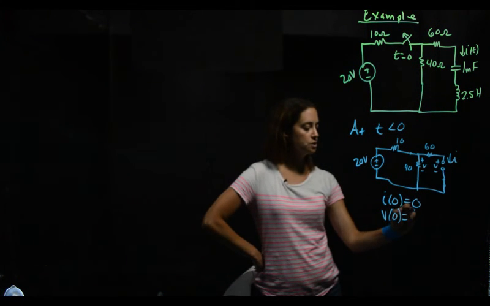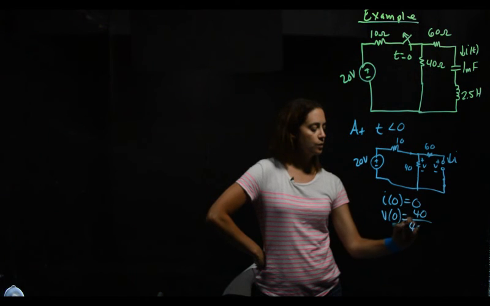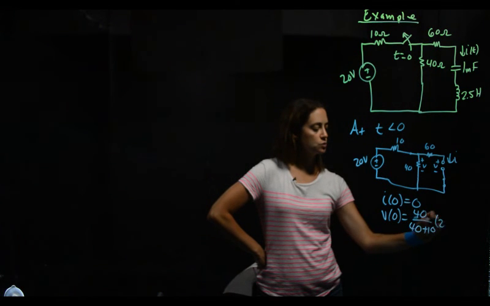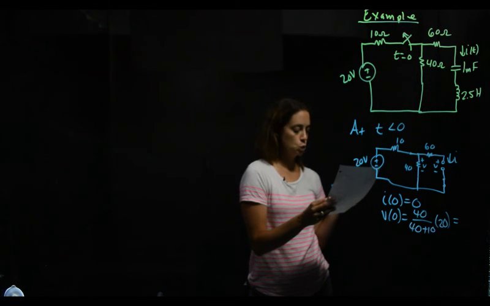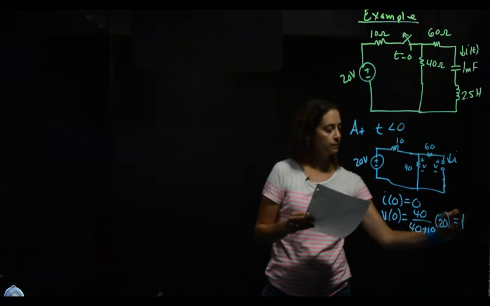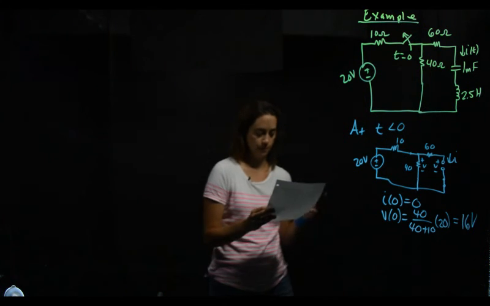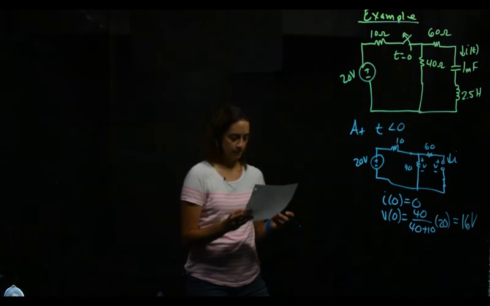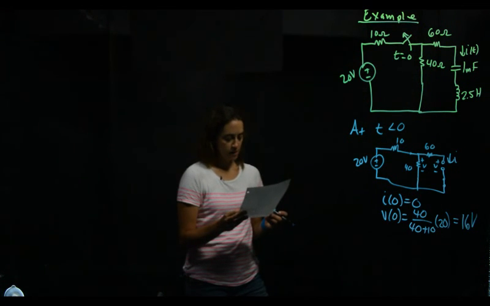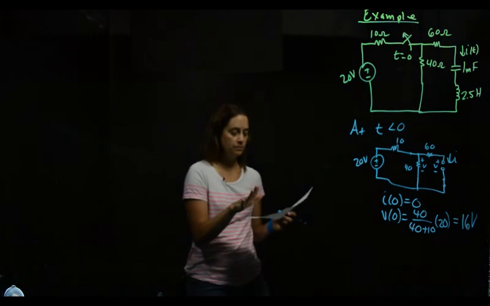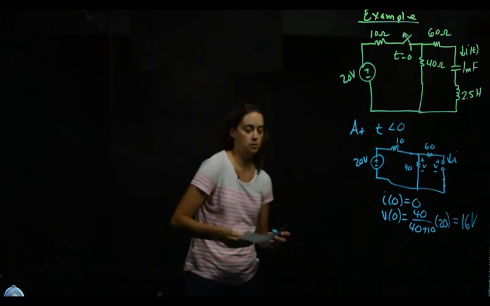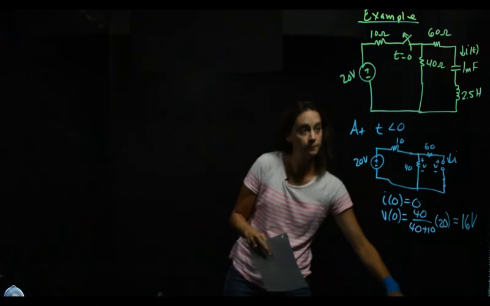We can use voltage division. 40 over 40 plus 10 times 20. That gives us 16 volts. Cool, okay. Do we need di/dt or dv/dt? We don't know just yet, so we're going to hold off on finding those, and we're going to do that on the back end.